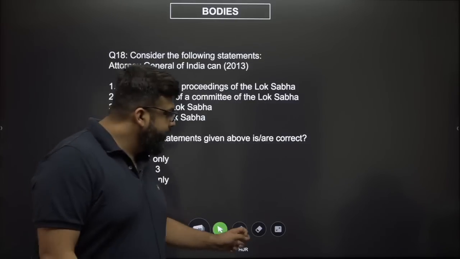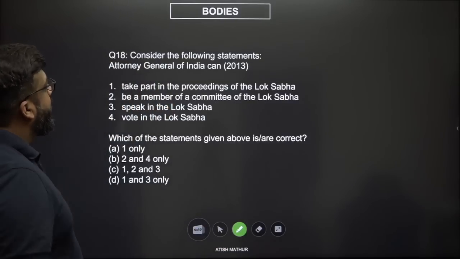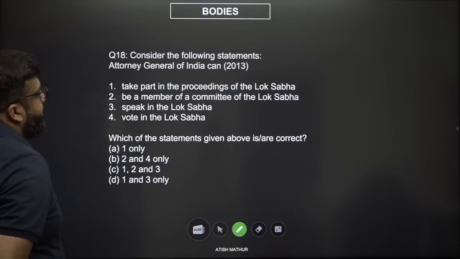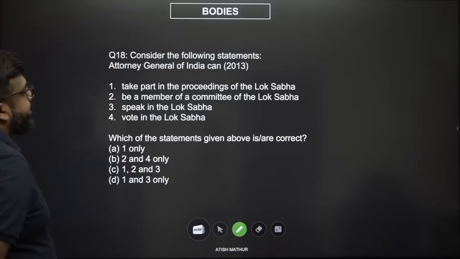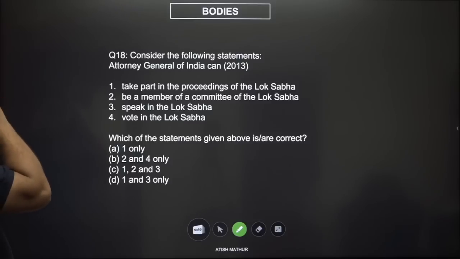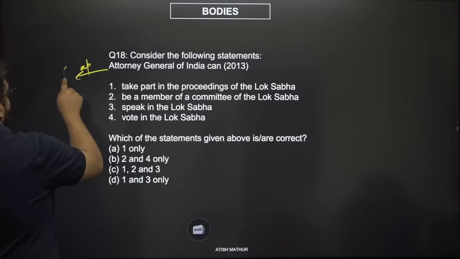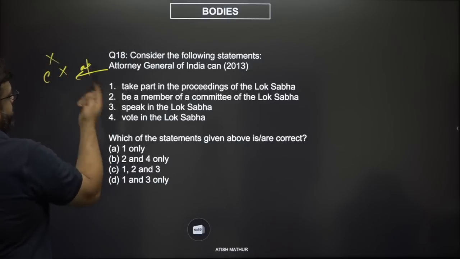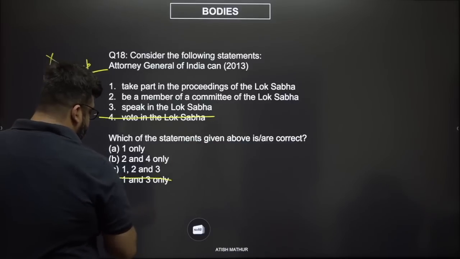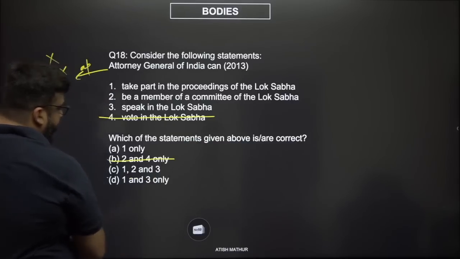Now, consider the following statements with respect to Attorney General. An Attorney General can take part in the proceedings of the Lok Sabha, be a member of the committee of the Lok Sabha, speak in the Lok Sabha, and vote in the Lok Sabha. Was a tricky question, but actually can be solved very easily. Which of the following statements are correct? What we know for sure is the Attorney General, rule number 1, democratic mandate, is an appointed office and not an elected office, is not a member of the Lok Sabha. So if you're not a member, you cannot vote. So this means that option number B is out.